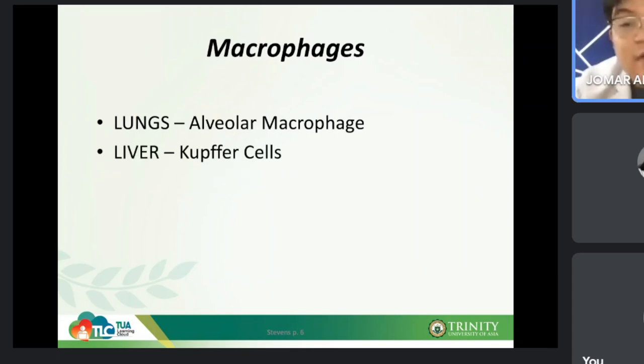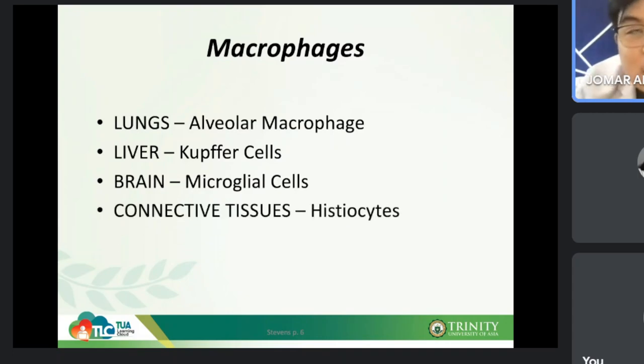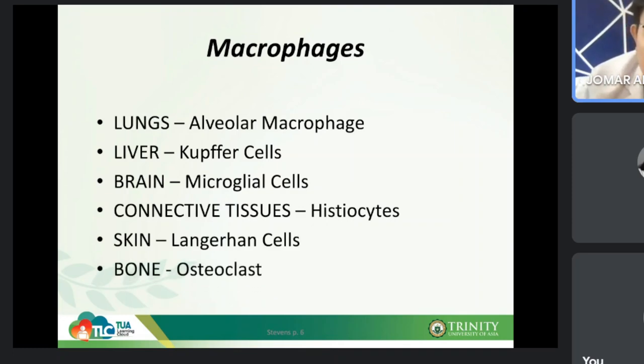In your liver, you also have your Kupffer cells. Please take note of the spelling. In your brain, you have your microglial cells. In your connective tissue, you have your histiocytes. In your skin, you have your Langerhans cell. In your bone, you have your osteoclast. In your kidney, you have your macroglial cell. Those are the different macrophages that you can see all over your body.